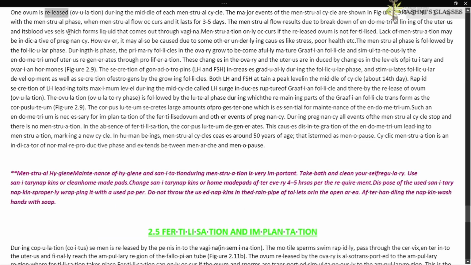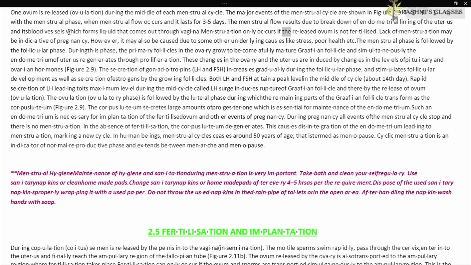One ovum is released, ovulation, during the middle of each menstrual cycle. The major events of the menstrual cycle are shown in Figure 2.9. The cycle starts with the menstrual phase, when menstrual flow occurs and it lasts for 3 to 5 days. The menstrual flow results due to breakdown of the endometrial lining of the uterus and its blood vessels, which forms liquid that comes out through the vagina.